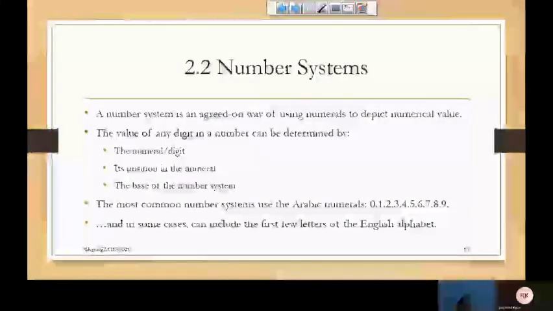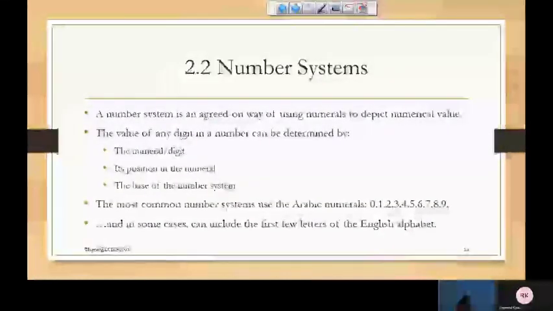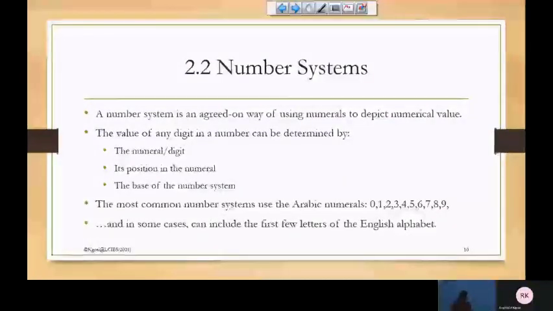Having said that, let's move on to the number systems now, where we are going to say that a number system is an agreed-on way of using numerals to depict numeric value, depict numbers. So you can have all these different numerals, but we agree on how we combine the numerals to give you a value. So the most common number system that we use is the 10-based system, or the base 10 system, otherwise known as the decimal or the decimal system.